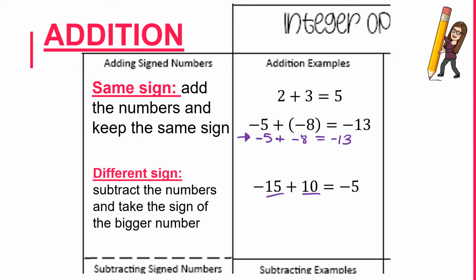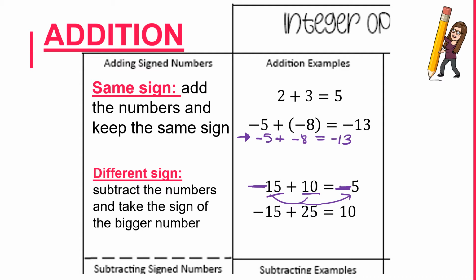15 and 10 have a difference of 5. The 15's bigger and it's negative, so my answer is negative. Now, if you visualize a number line for this, let's say you're like, oh, I'm at negative 15, I go to the right 10, and I land on negative 5, completely fine. That is okay to visualize. If you have another trick or another way to remember these rules, stick with it.